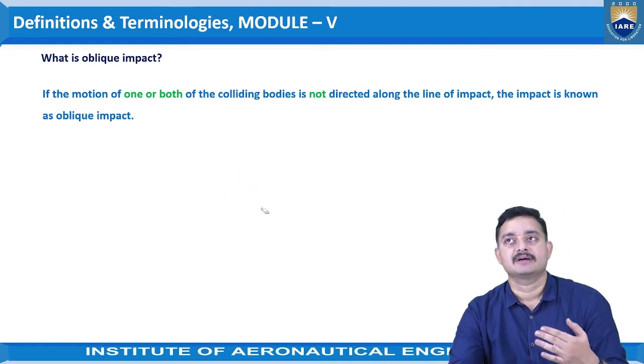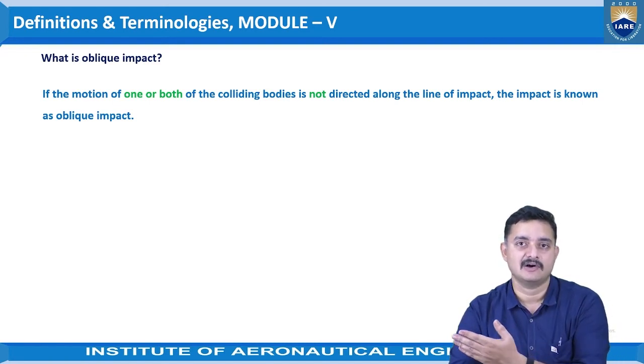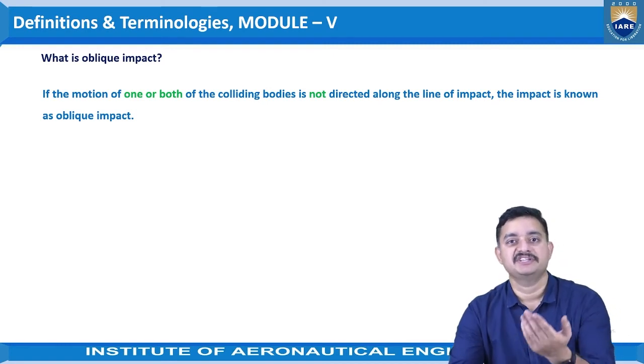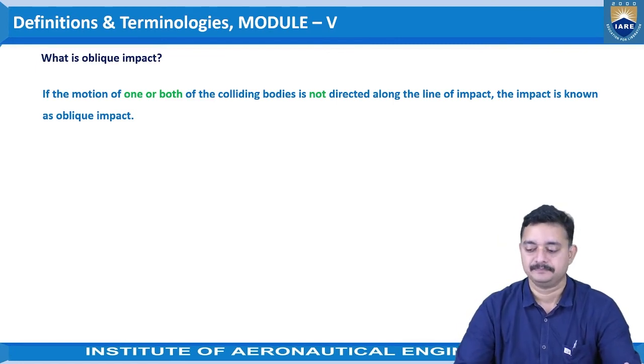Generally, when a car is taking a turn and a bus or truck already traveling on a highway collides with the car which is taking a turn, this type of accident can be called oblique impact. That is an example.